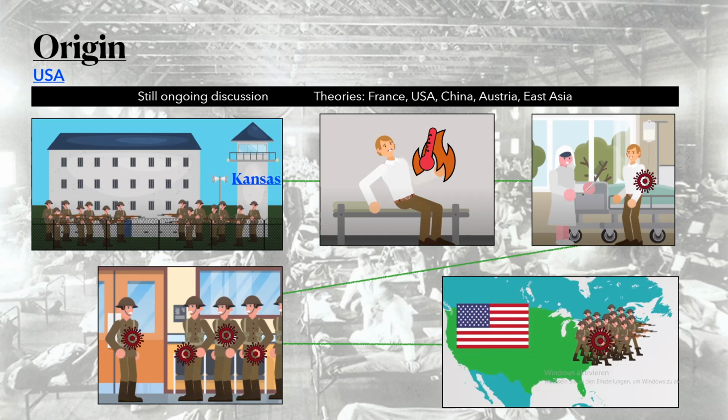There was a military camp, and on March 11, 1918, a cook named Private Albert Gitchell woke up feeling sick. So he went to a nurse, and after him, a soldier went to the same nurse with the same symptoms. The disease then spread under the soldiers, and due to the war, the soldiers brought it to Europe and the rest of the world.